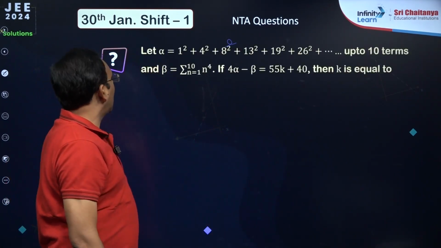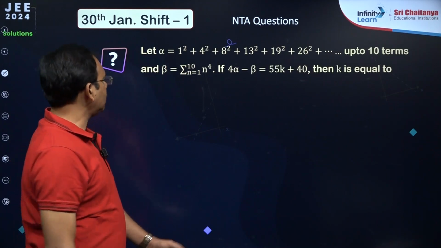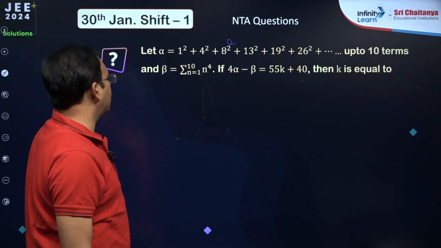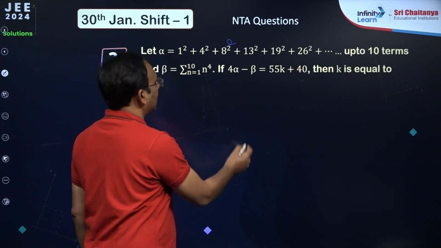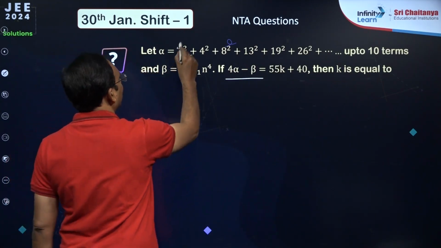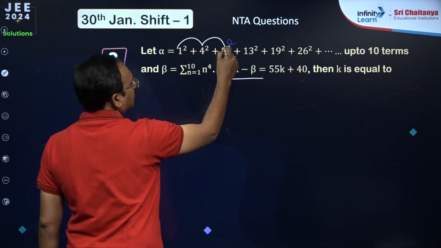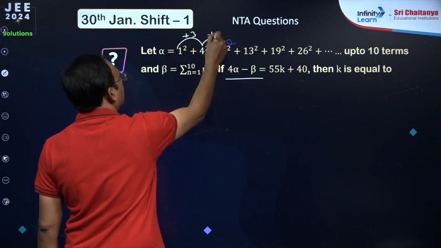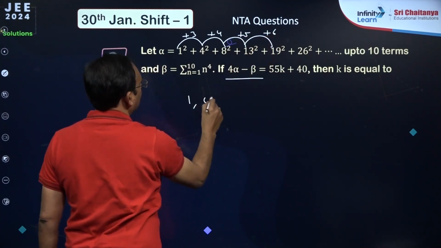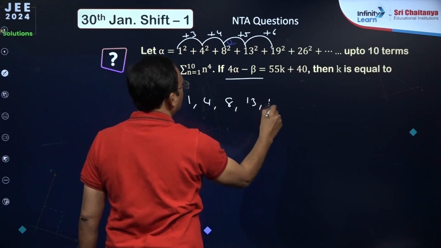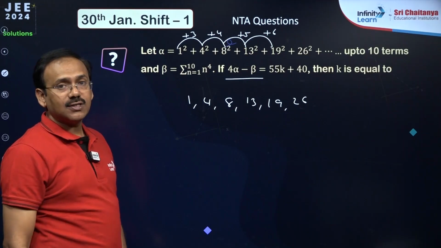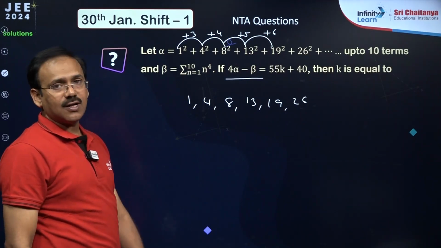Next, my dear friends, alpha is given as, you see, 1 square plus 4 square plus 8 square plus 13 square, some pattern up to 10 terms, and beta is given like this. I want 4 alpha minus beta like this. So there is an observation, my dear friends, plus 3, you see, this is 3 plus 4 plus 5 plus 6. So you observe the pattern 1, 4, 8, 13, 19, 26. This is the pattern where the first differences are in AP.